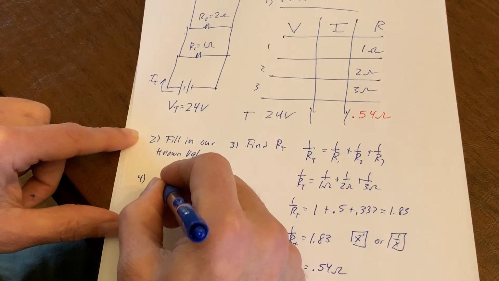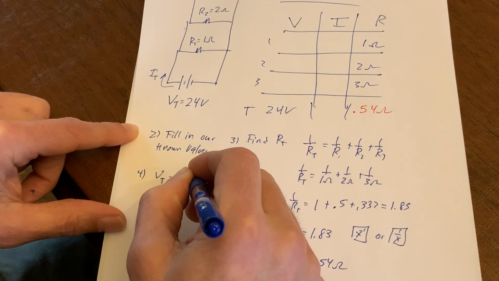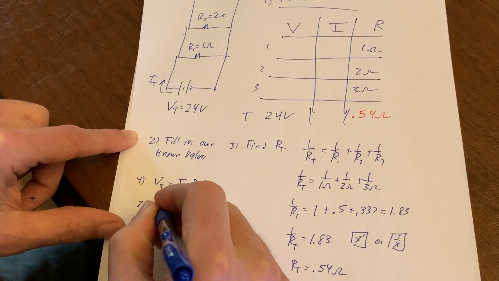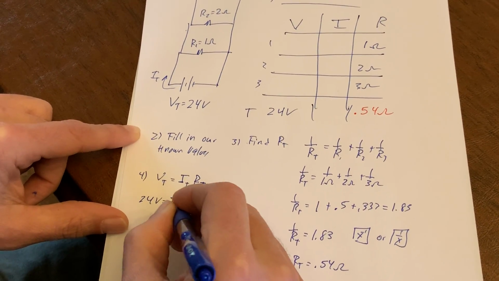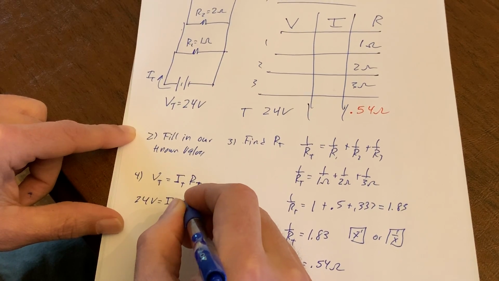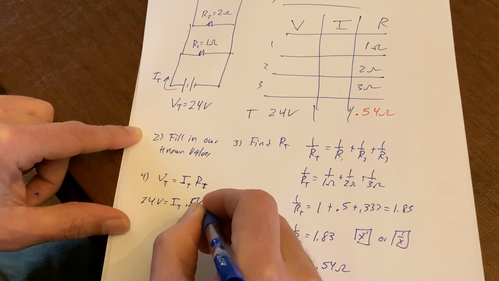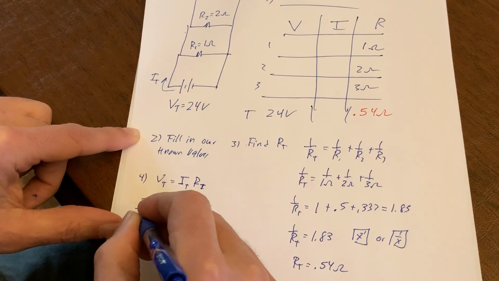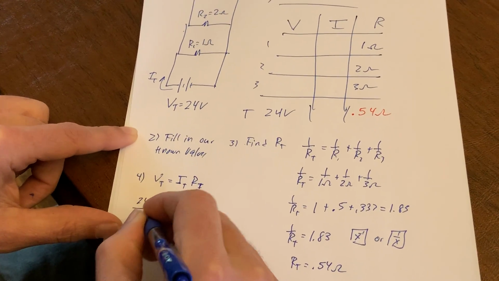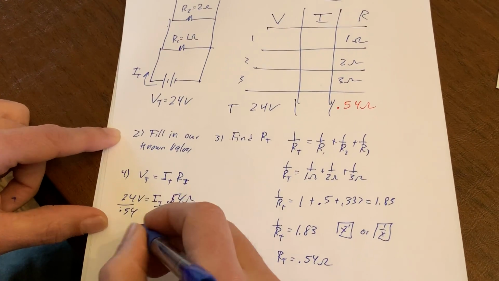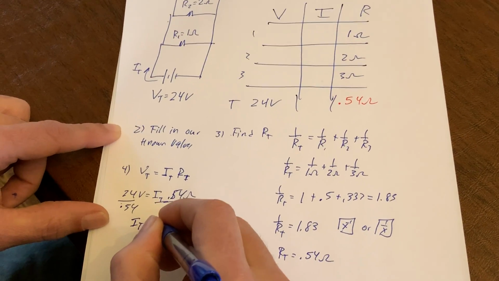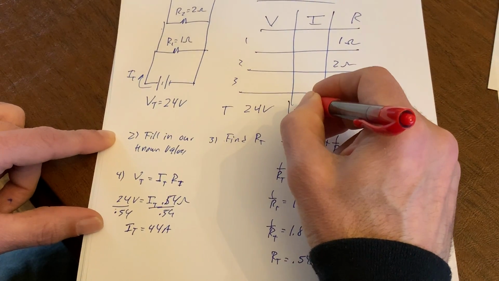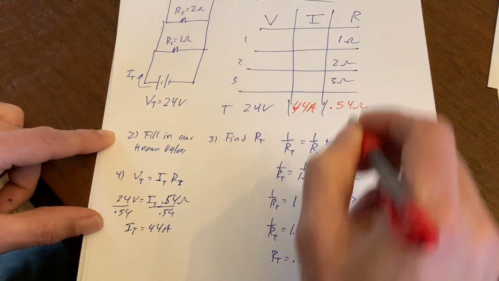So it looks like I can do V total is equal to I total times R total. So what do I have? 24 volts is equal to I total times 0.54 ohms. So we're going to divide by 0.54, and I did this already. So you're going to get I total is equal to 44 amps, right? So let's put that in as red, 44 amps.